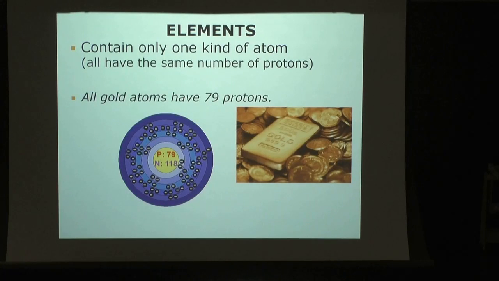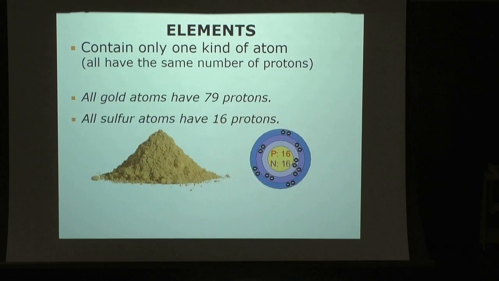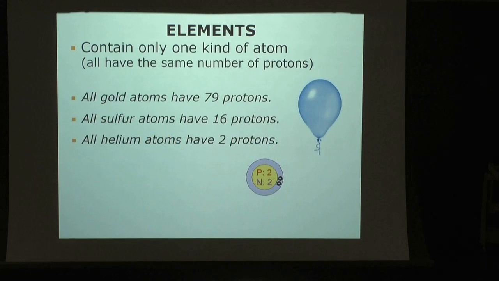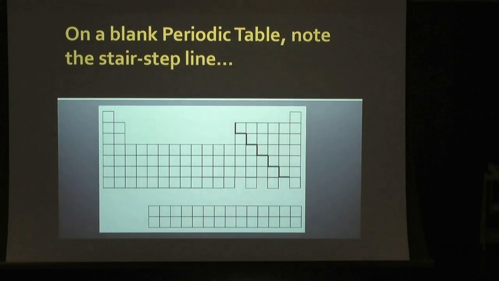You won't have to worry about drawing pictures per se, but you can see what we call a planetary model, a way of drawing out an atom with protons and neutrons and electrons in it. You might have seen pictures like that in the past. Sulfur is defined and helium is defined in the same kinds of ways, no matter where you go.